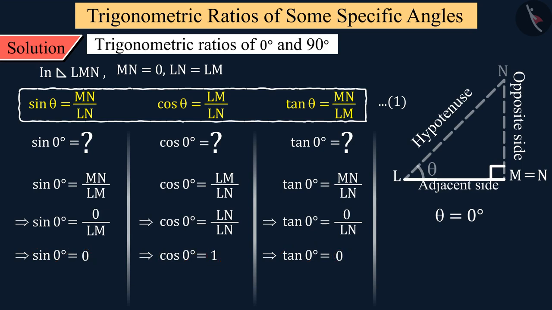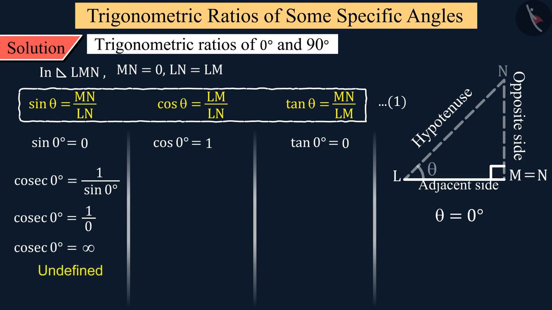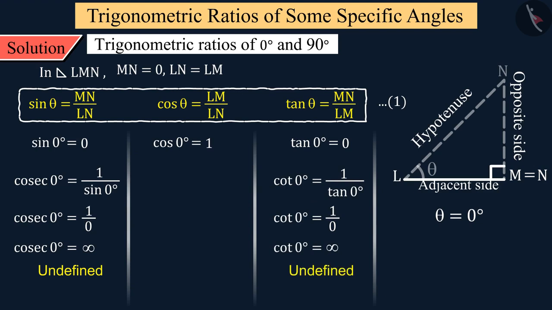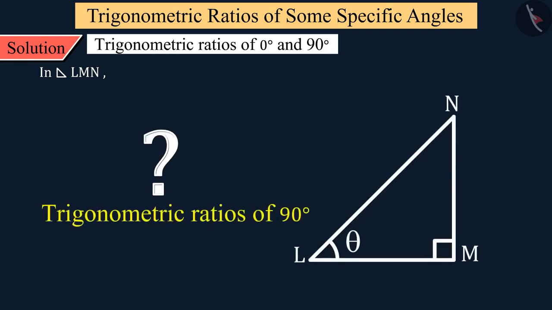If we talk about the value of cosec 0 degrees, then according to the above situation, we get the value undefined because dividing a number by 0 gives an undefined value. Similarly, the value of cot 0 degrees will also be undefined and the value of sec 0 degrees is equal to 1. But right now we also have to know about the trigonometric ratio of 90 degrees.